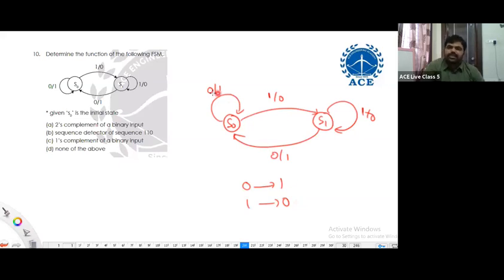What is here? Simple thing. 0 to 1, 1 to 0. Why have we used two different states? S naught is indicating whether we are getting 0, and S1 is indicating we are getting 1. Getting logic 0, getting logic 1. The only difference is to differentiate two possibilities: are we getting 0 or are we getting 1?